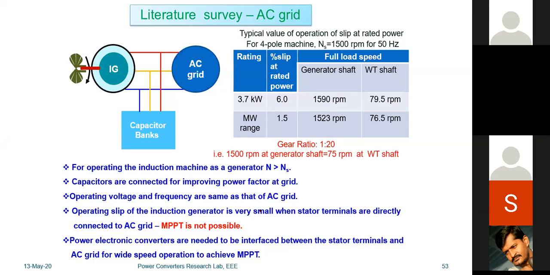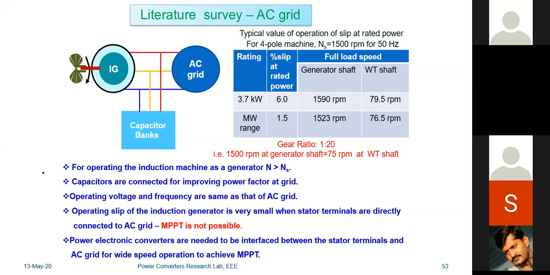Here we are considering a 3.7 kilowatt machine. For example, the generator shaft is at this much speed, and the wind turbine shaft is at this much, that means a gear ratio is applicable. So with fixed speed wind turbine applications, MPPT may not be possible. Only under-utilization of the wind turbine is applicable.